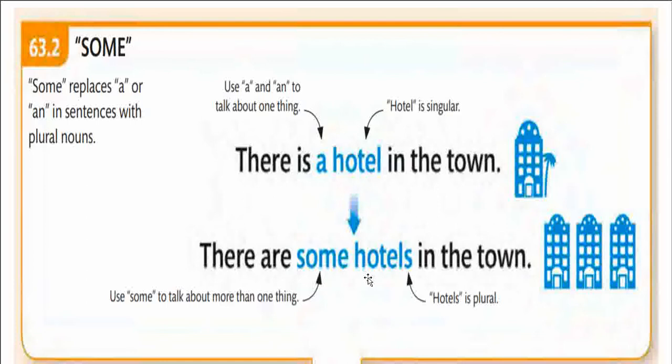There are some hotels in the town. Now, hotels is plural. We use some to talk about more than one thing. I hope this is understood. We replace a and an and add some when plurals are used.